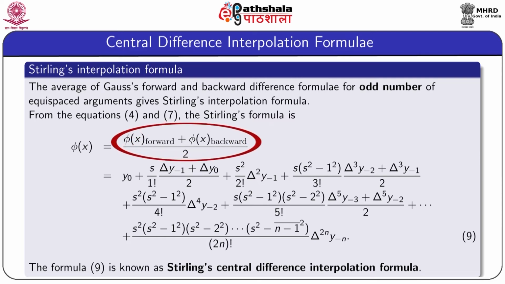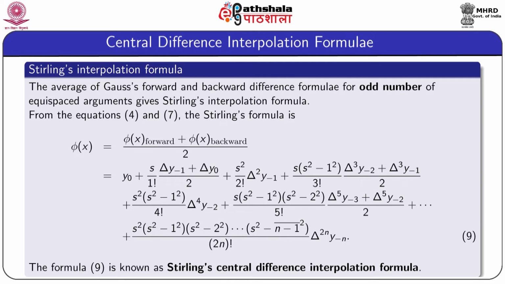That one is given by phi x equal to (phi x forward plus phi x backward) by 2, and after simplification of this expression, we obtain the final expression for the Stirling central difference formula: y0 plus s by factorial 1 into (delta y minus 1 plus delta y0) divided by 2, plus s square by factorial 2 delta 2 y minus 1 plus and so on, and lastly s square into (s square minus 1 square)(s square minus 2 square) up to (s square minus (n-1) square), divided by factorial 2n, into delta to the power 2n y minus n. So, this is the final form of the Stirling central difference interpolation formula.